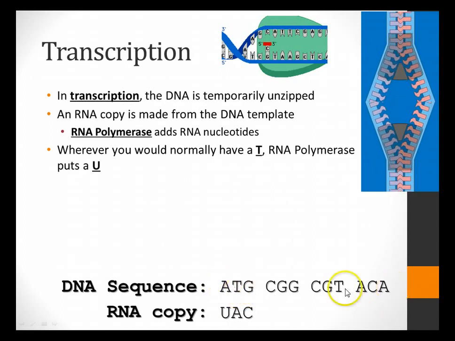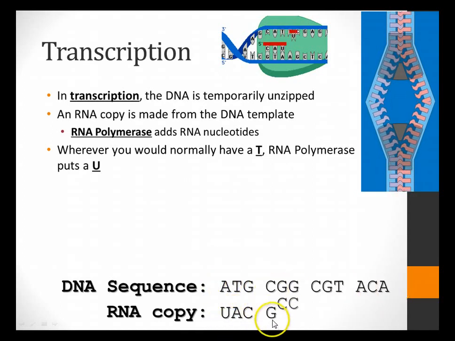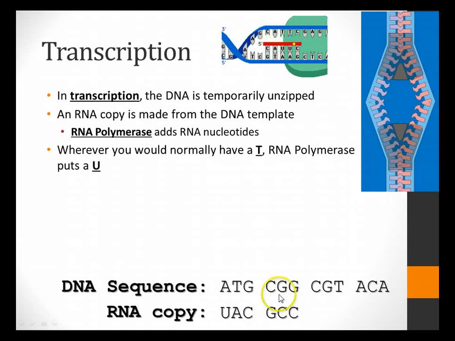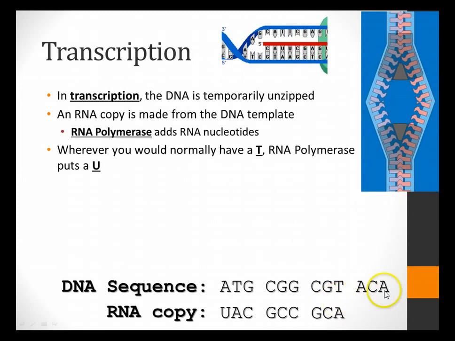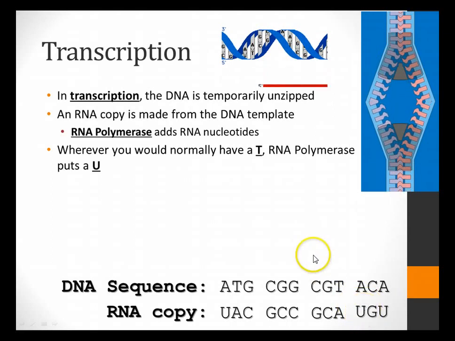Remember, this side is all DNA, this side is RNA. CGG would pair up with GCC, they're still complementary. CGT, well, C should be opposite G, G should be opposite C, and T should be opposite A, and there it is. And ACA, remember, wherever you would normally have had a T, which would be right here, now instead I'm going to have a U.